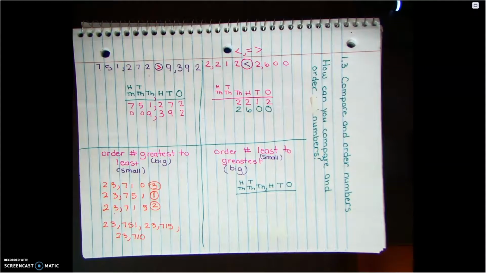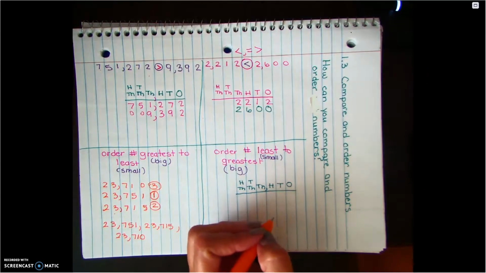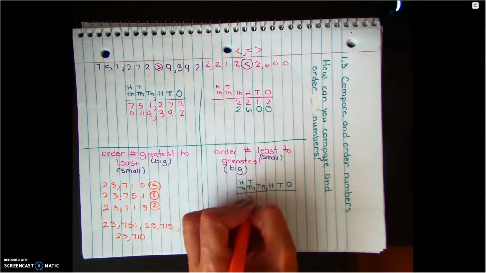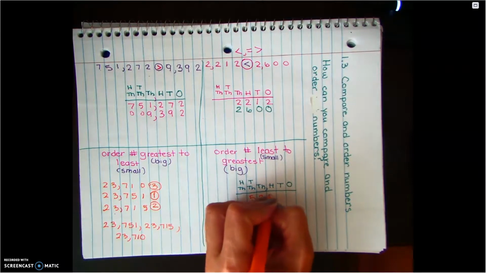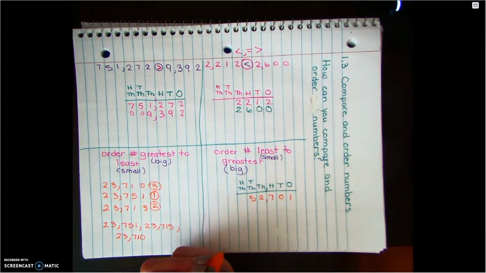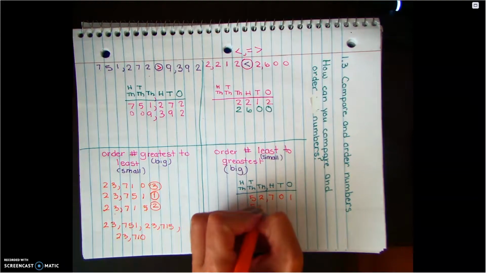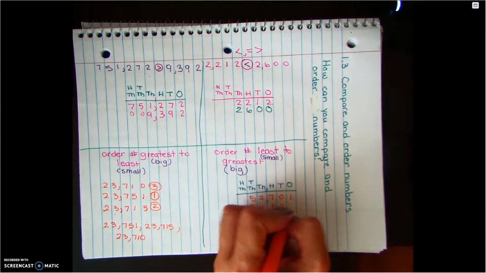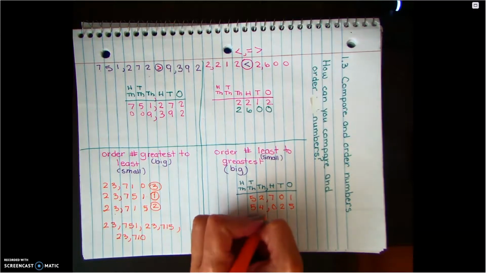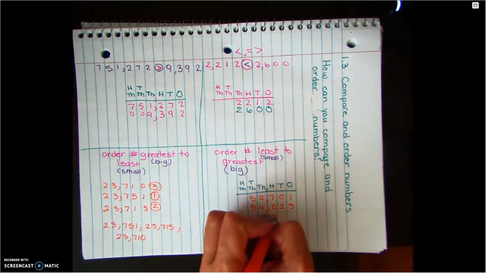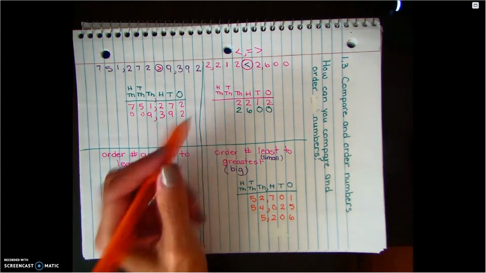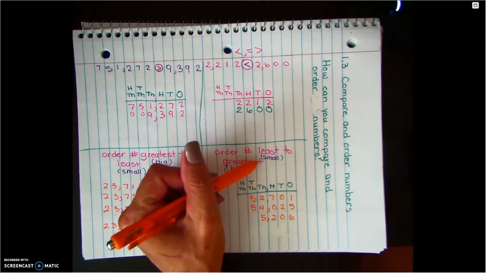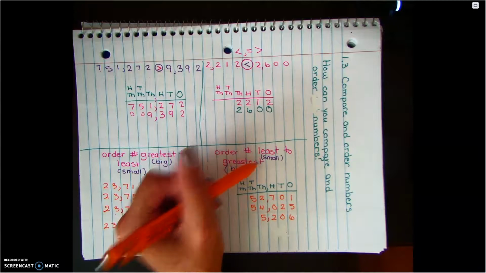Alright, so our three numbers on this one are 52,701. Then we have 54,025, and then we have 5,206. Now I have to check my directions. This time I'm looking for the smallest. Alright, so I've got to look for the smallest.